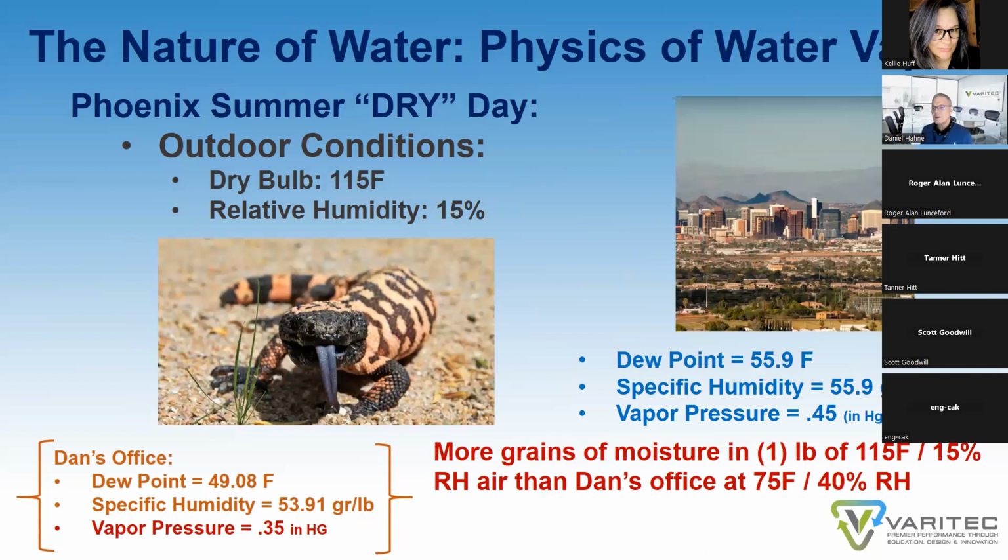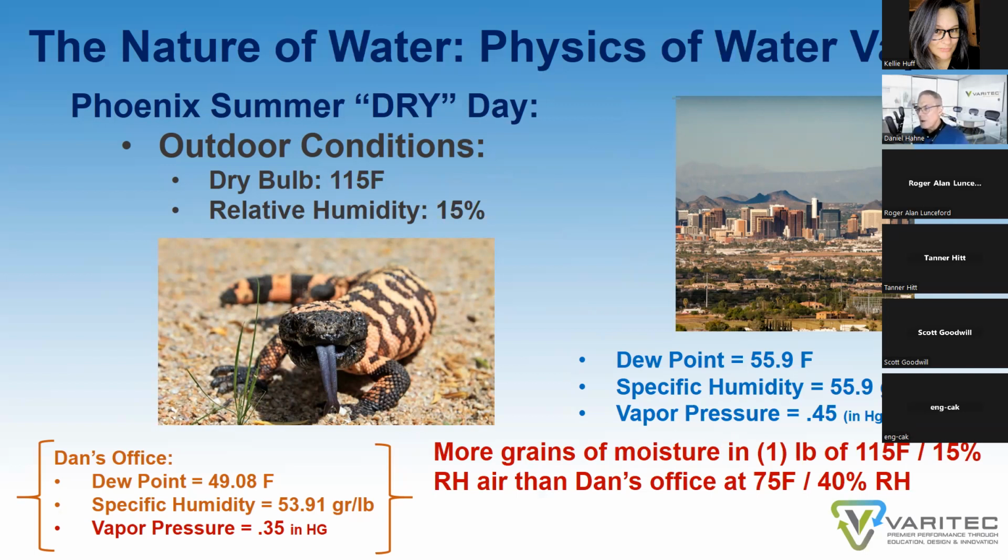So we look at an Arizona summer design day of June, roughly 115. Not uncommon to see 15% relative humidity. If we look at the states of air under 115, 15% RH, we look at these absolute values of water content. Dew point is 55.9 degrees. Specific humidity is 55.9 grains per pound of air. And vapor pressure is 0.45 inches of mercury.